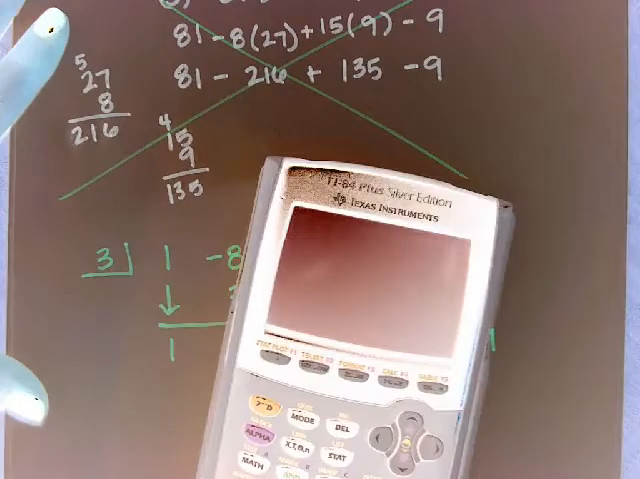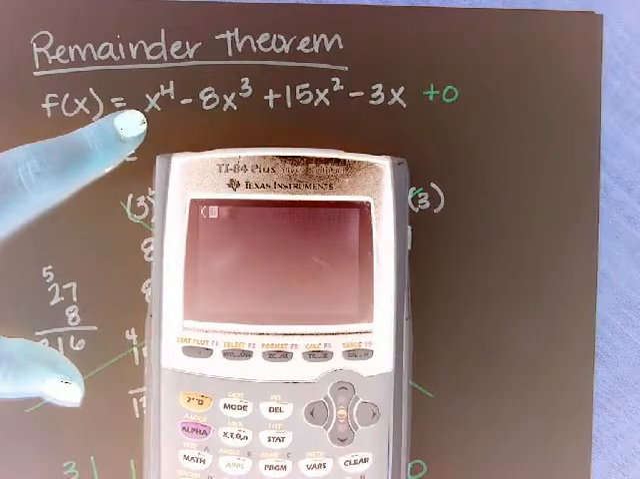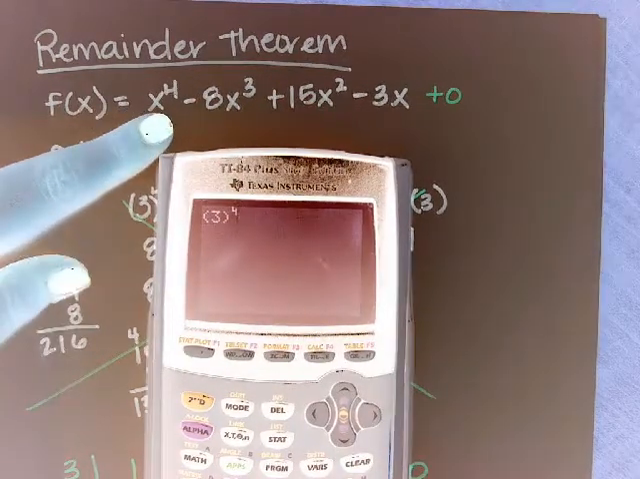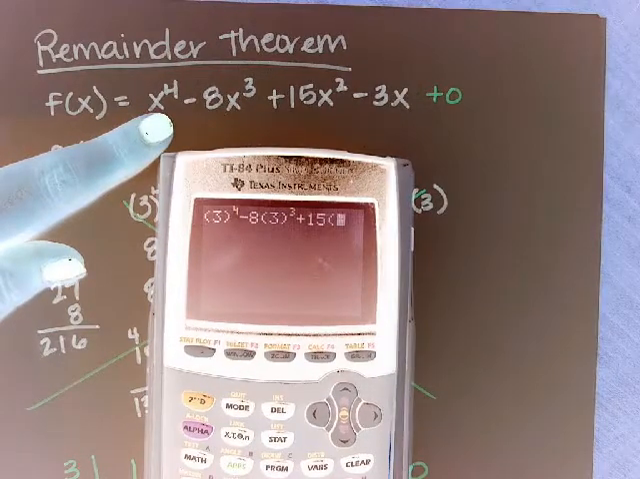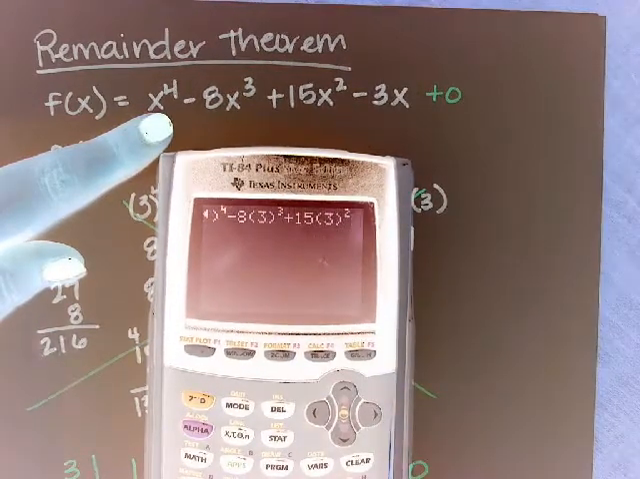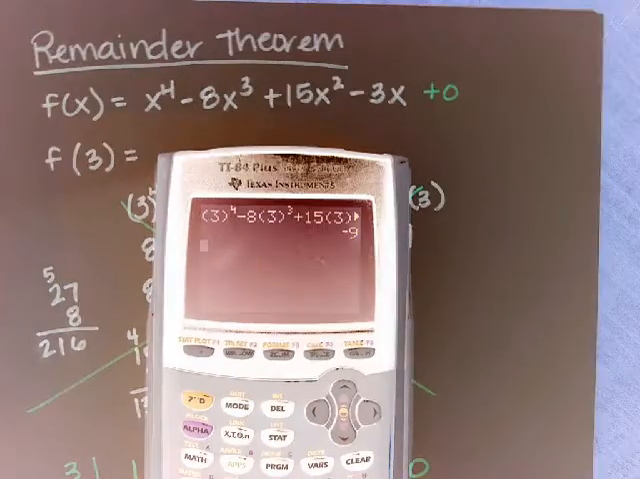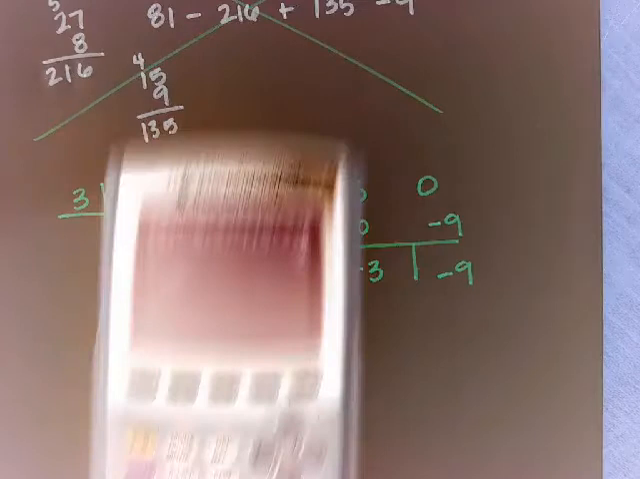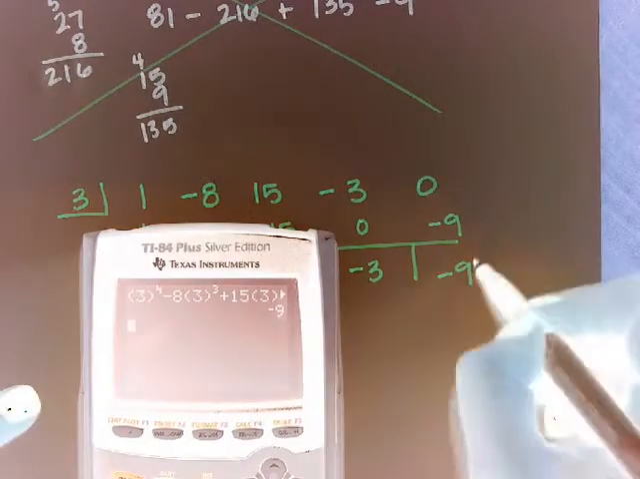Okay, let's plug this in using my calculator because you don't have yours anymore. And we'll see what the answer is, and then we'll see what the remainder theorem tells us. So I've got 3 to the 4th minus 8 times 3 to the 3rd plus 15 times 3 to the 2nd minus 3 times 3. The answer is negative 9. So what do you think the remainder theorem tells us? The remainder is the answer.